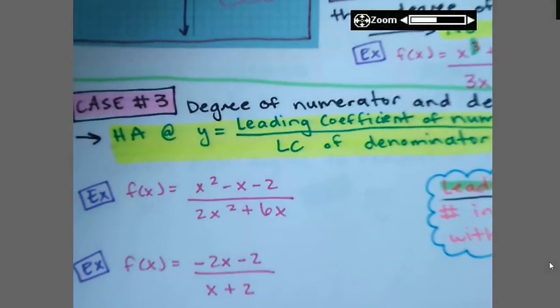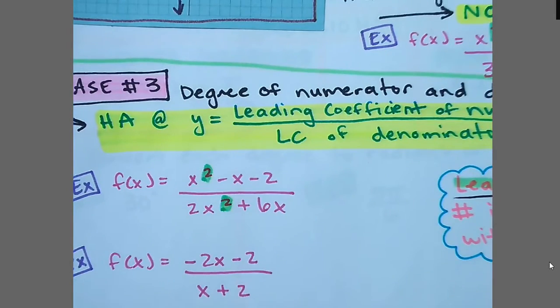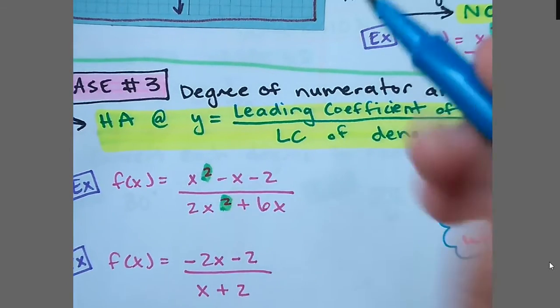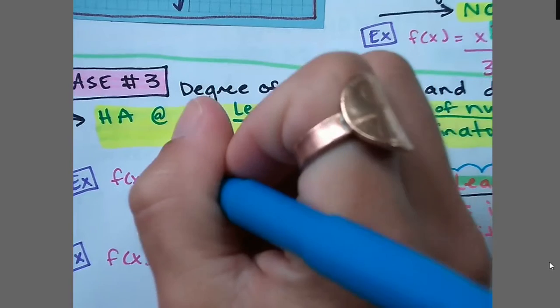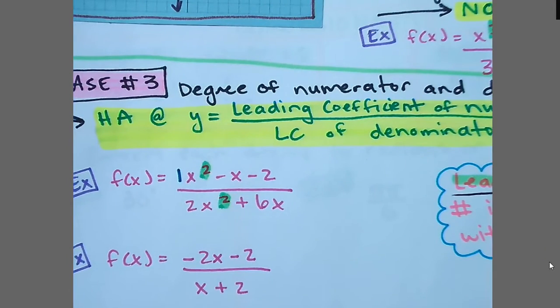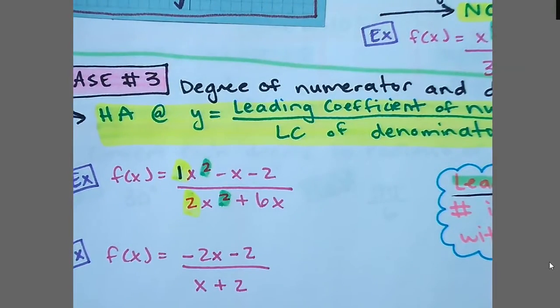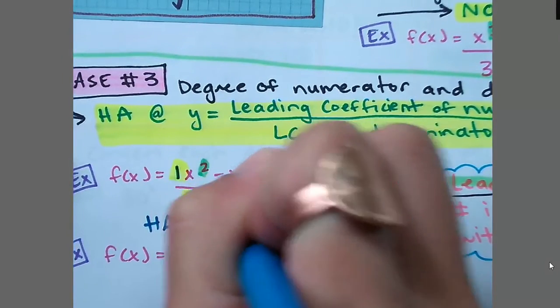All right, so here we can see that the degree of the numerator is 2. The degree of the denominator is 2. So that means that we're going to use this fraction. We're going to take the number in front of x squared, which is just 1, and then the number in front of the x squared on the bottom, which is 2, and that is going to be our horizontal asymptote. So here, the horizontal asymptote is at y equals 1/2.